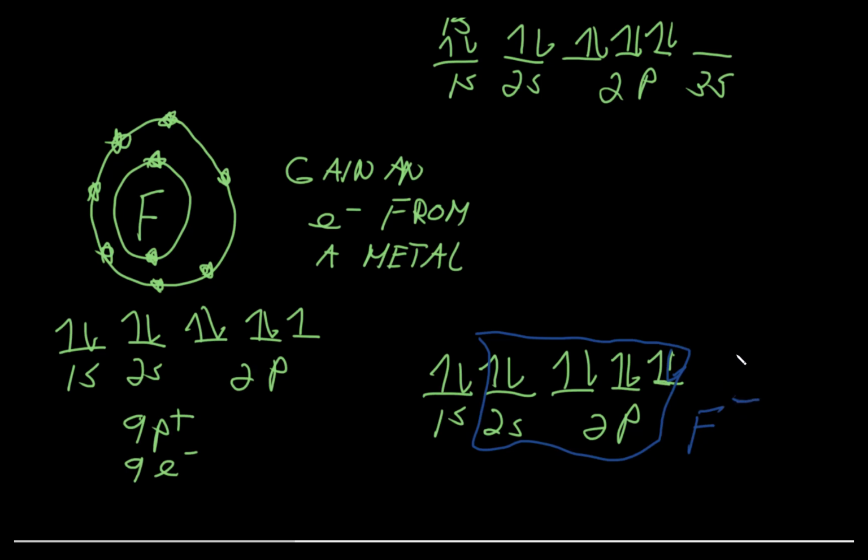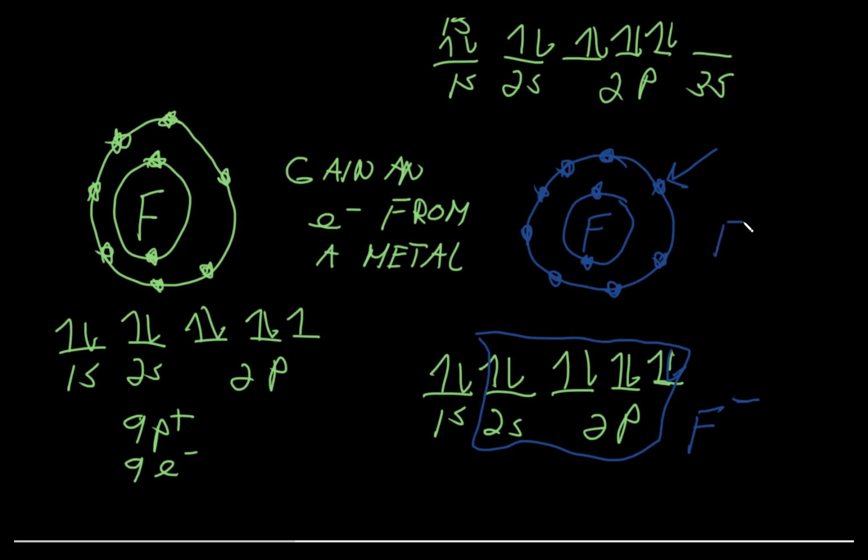Now if we go back and look at the diagram, we've got fluorine, and then it's got 2 in the first. And now we've got 8 in the second. And it's going to pick up this extra one, it could be any of them. So now fluorine's got a charge of -1.